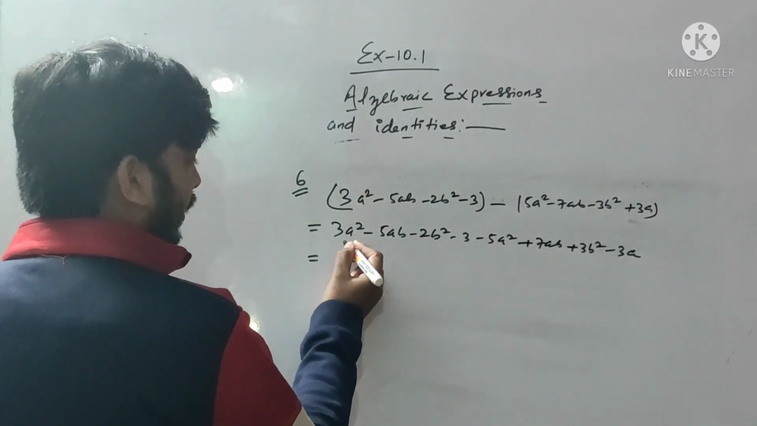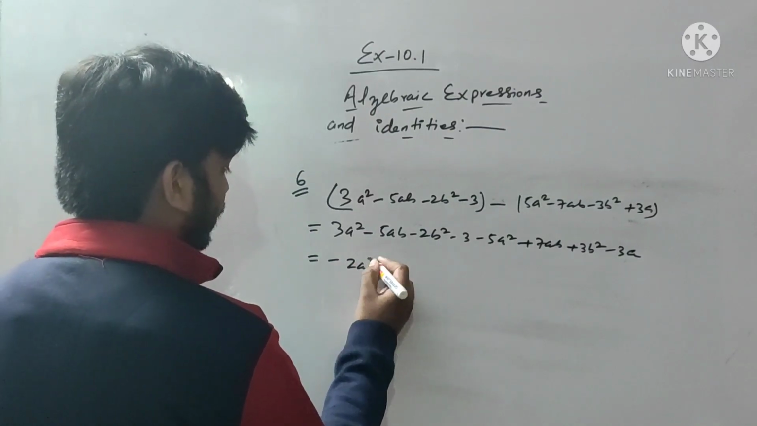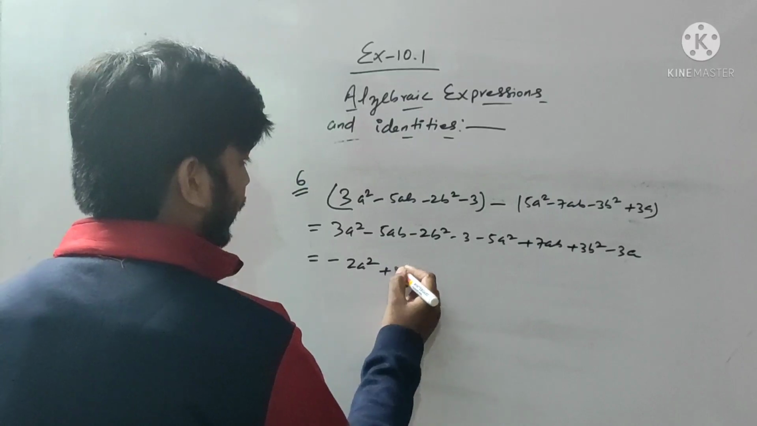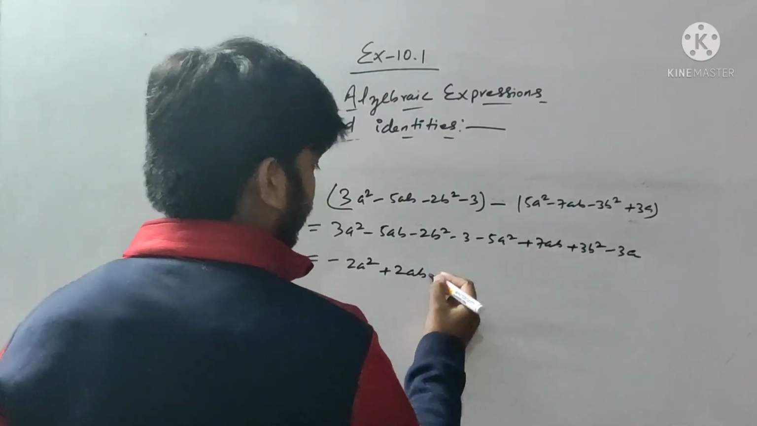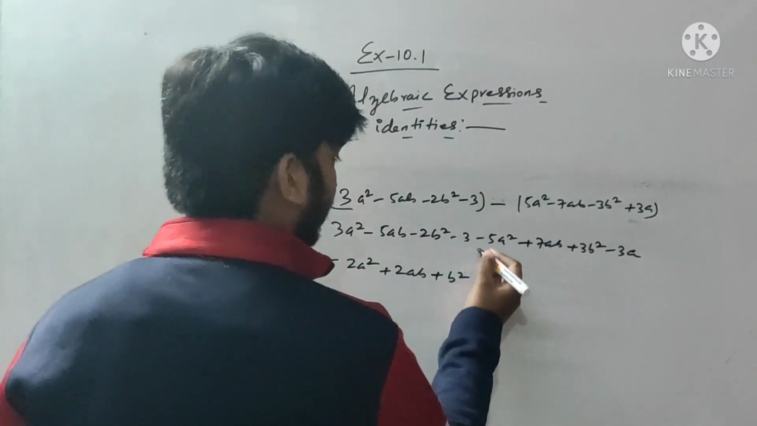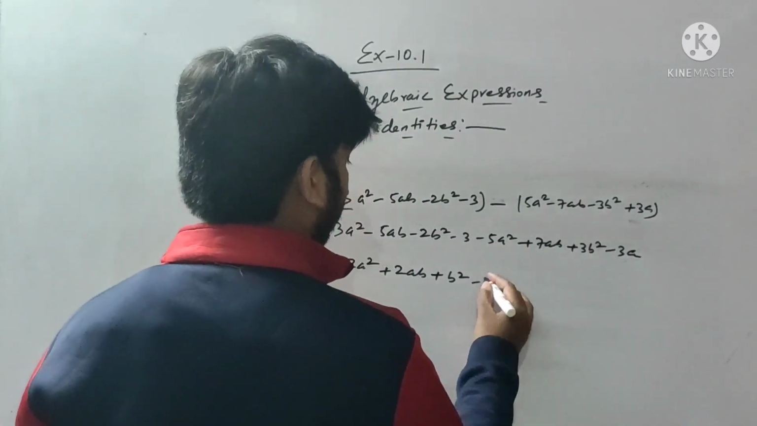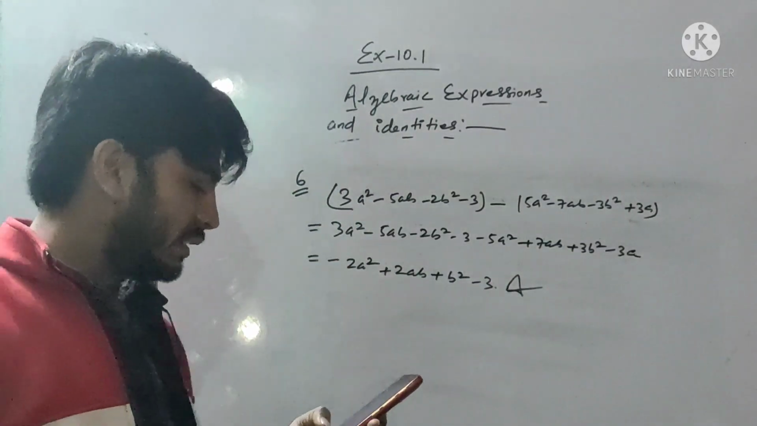So this will be 3a square, 5a square. So it will be minus 2a square. Okay, 5ab, 7ab. After subtraction, it will be 2ab. Now this one, so it will be b square only. Here is 3 only and nothing else. So it will be minus 3. So this is the right answer for question number 6.